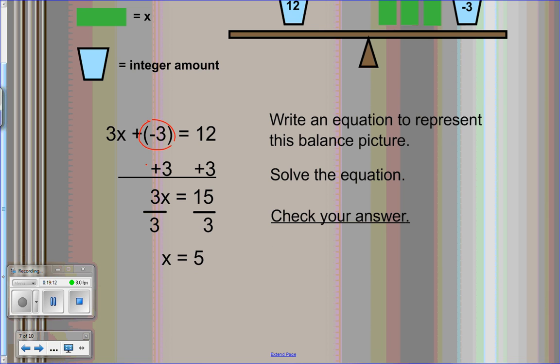I'm going to check my answer on this one. 3 times 5 plus a negative 3 is equal to 12. 15 plus negative 3 is equal to 12. So we do have 12 is equal to 12. It is correct.